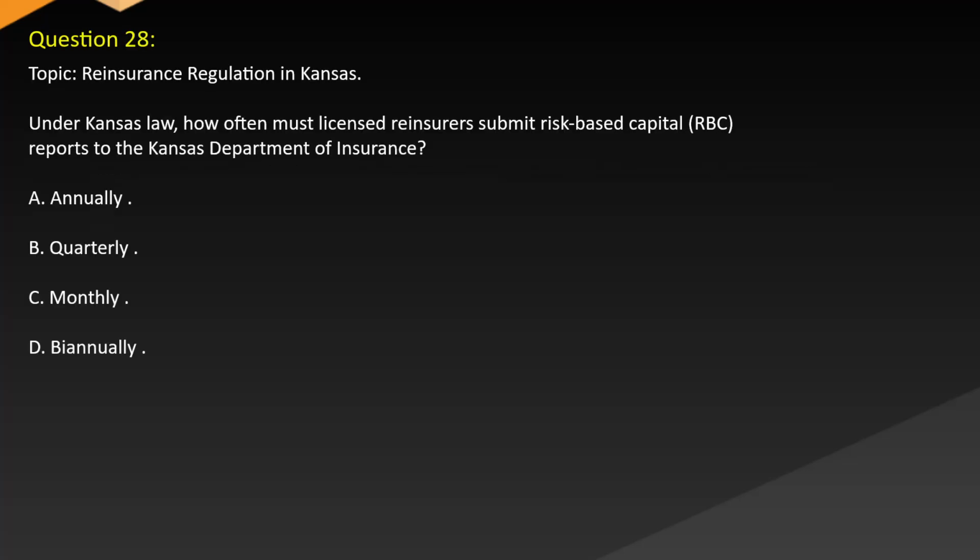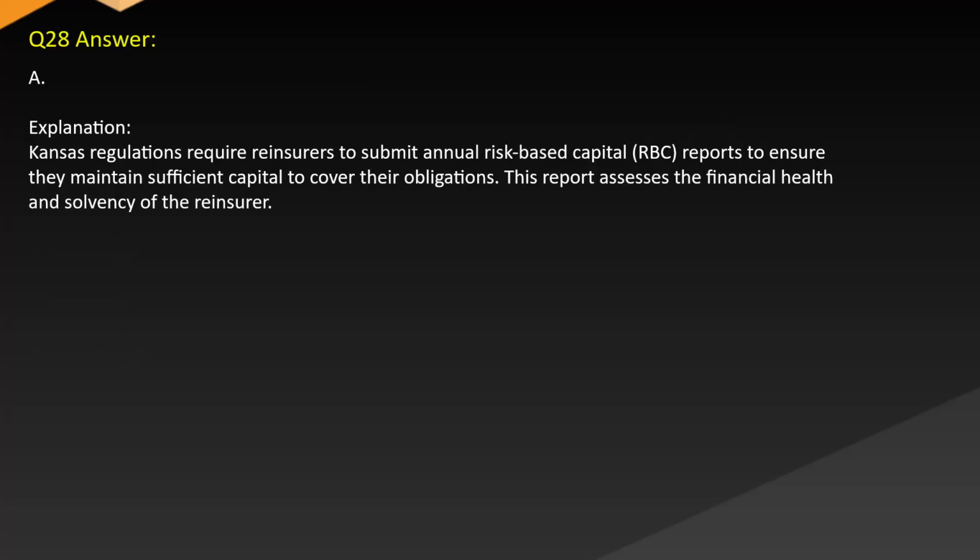Question 28. Topic: Reinsurance regulation in Kansas. Under Kansas law, how often must licensed reinsurers submit risk-based capital (RBC) reports to the Kansas Department of Insurance? A. Annually. B. Quarterly. C. Monthly. D. Biannually. Answer A. Explanation. Kansas regulations require reinsurers to submit annual risk-based capital (RBC) reports to ensure they maintain sufficient capital to cover their obligations. This report assesses the financial health and solvency of the reinsurer.